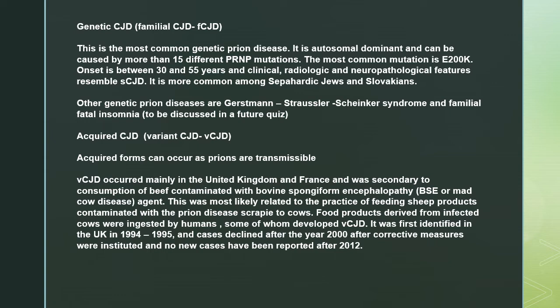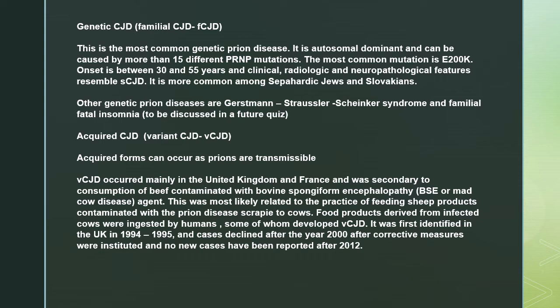Acquired CJD or variant CJD. Acquired forms can occur as prions are transmissible. Variant CJD occurred mainly in the United Kingdom and France and was secondary to consumption of beef contaminated with the bovine spongiform encephalopathy, or mad cow disease, agent. This was most likely related to the practice of feeding sheep products contaminated with the prion disease scrapie to cows. Food products derived from infected cows were ingested by humans, some of whom developed variant CJD.